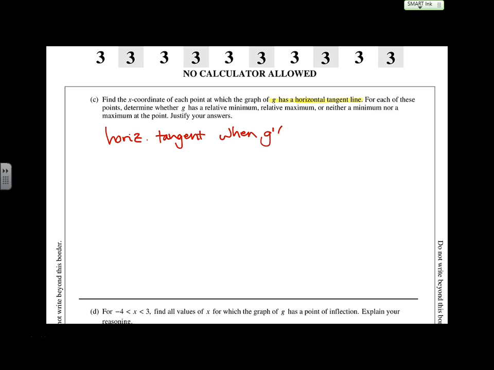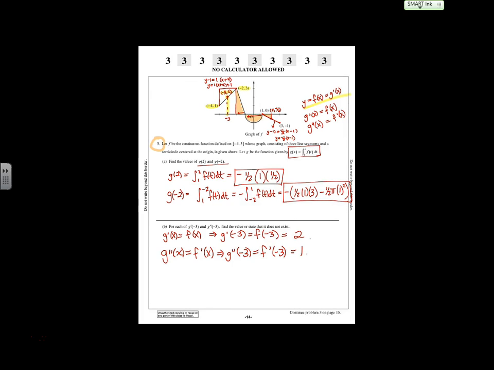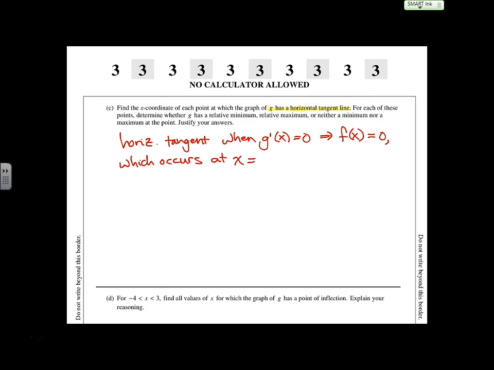And G prime equals 0. If you just say G prime is F, F equals 0, which occurs when I want to know when F equals 0. And if I have a graph of F, I'm looking for the zeros of a graph, which are its x-intercepts. What are the x-intercepts of this graph? -1, 0, and 1, 0. So I'm going to say when x equals -1 and 1.